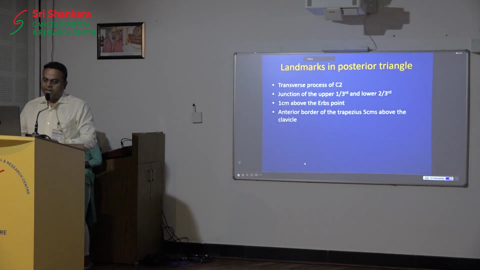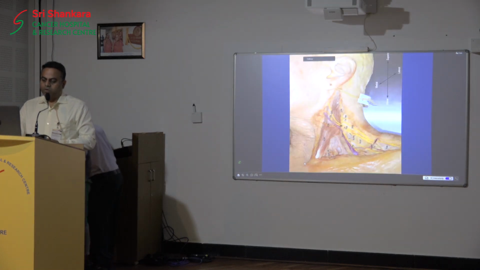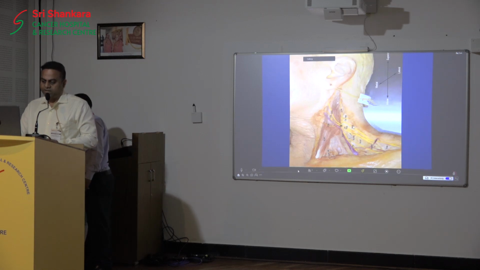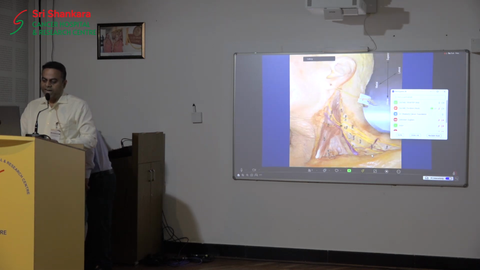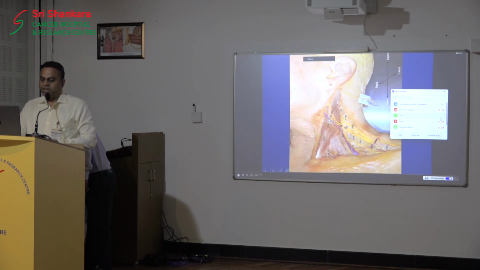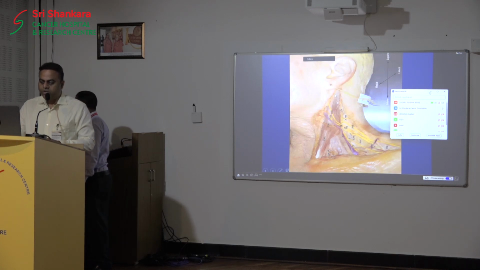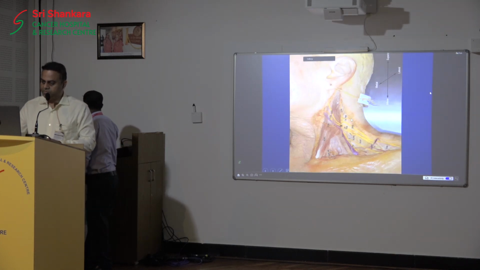Now there are certain landmarks for identification in the posterior aspect, when you're dealing with the posterior triangle. This is the common point which we all know, Erb's point, which marks the confluence of the cervical nerves, and just 1 centimeter above it, you identify the spinal accessory nerve and you can trace it. Certain landmarks have also been published, like 5 centimeters above the clavicle, or, long back, when you draw a line from the angle of the mandible to the mastoid and draw a perpendicular, this coincides with the spinal accessory nerve.